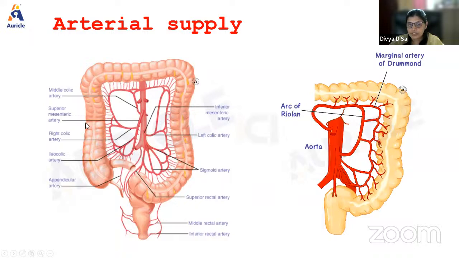So the portion which is derived from the midgut is supplied by the branches of the superior mesenteric, whereas the rest is supplied by the inferior mesenteric artery. The right 2/3 of the transverse colon is supplied by the right and left branches of the middle colic, whereas the left 1/3 of the transverse colon is supplied by the ascending branch of the left colic artery, which is derived from the inferior mesenteric.